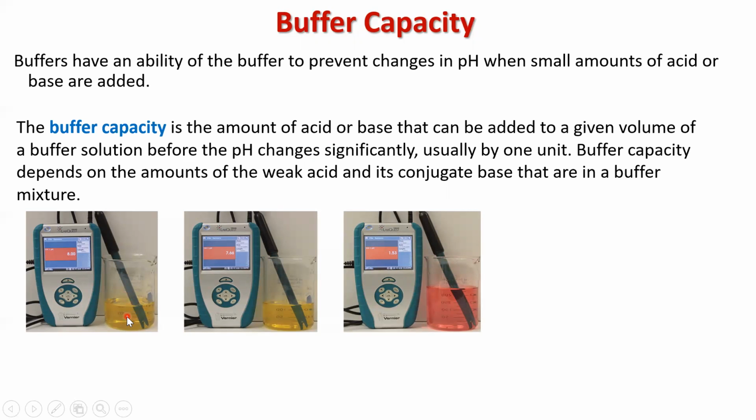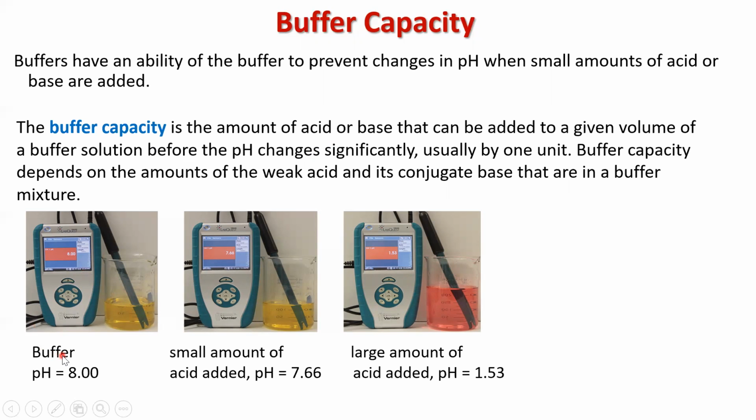So here we have a solution, and it's got a pH of 8, and it's a buffer solution. And we add a little bit of acid to it, and the pH goes down a little bit. But the buffer resisted the change in pH because we were within the limits of the buffer. We were within the buffer capacity. But if we continue to add acid, eventually we will exceed the capacity of the buffer. And then any additional acid we add is going to really lower the pH of that solution. So buffers can't resist changes in pH forever, just within small quantities. And it depends on how much conjugate acid and base are in the buffer solution to begin with.